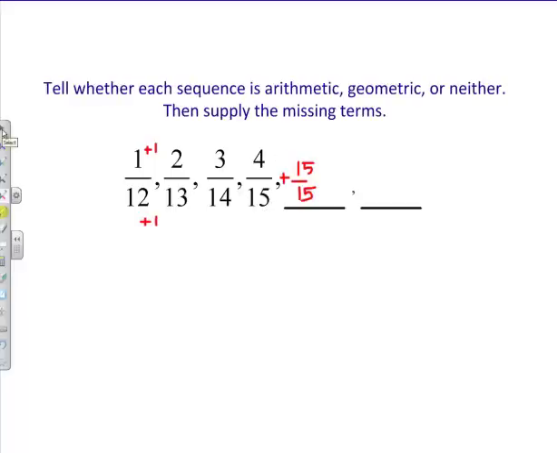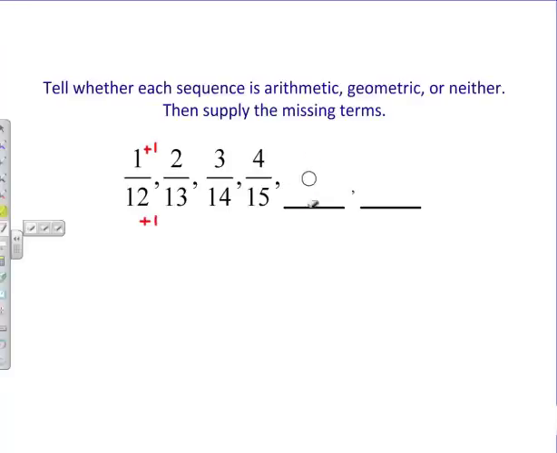term in this sequence. So you would be correct in saying that you'd want to add 1 to the top and add 1 to the bottom, but that's not the same as an arithmetic sequence where you add the same thing every time. The next two terms are easy to find: 5 over 16 and 6 over 17, but because of the way that adding fractions works, this is neither arithmetic nor geometric.